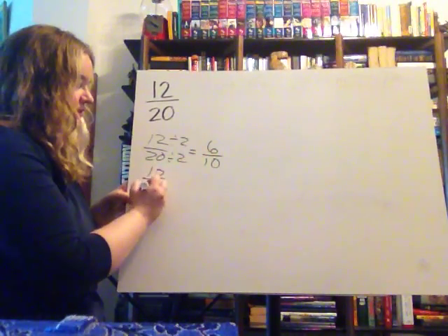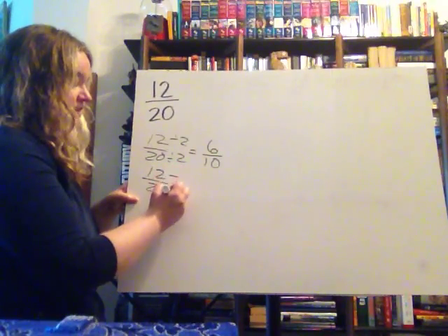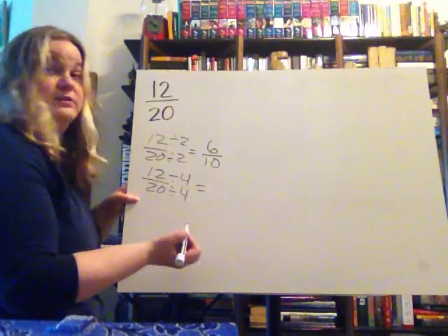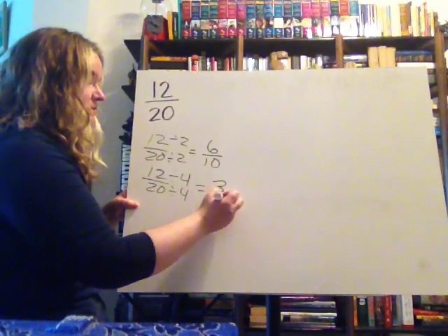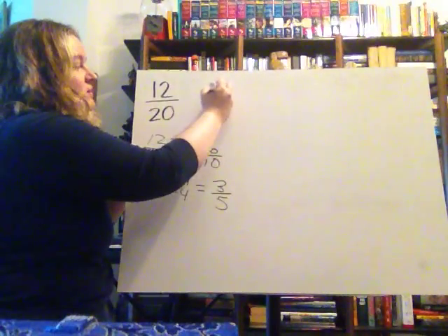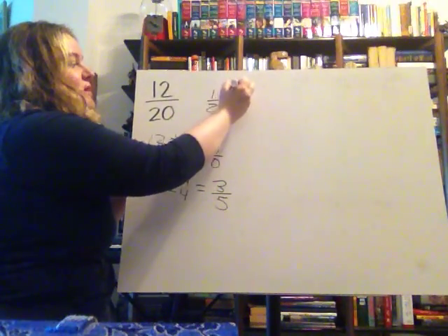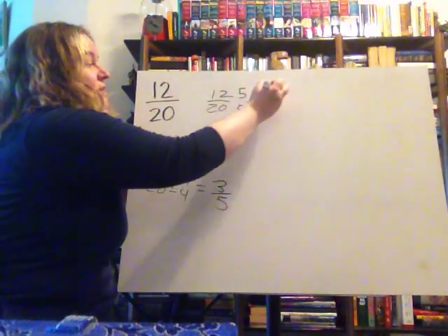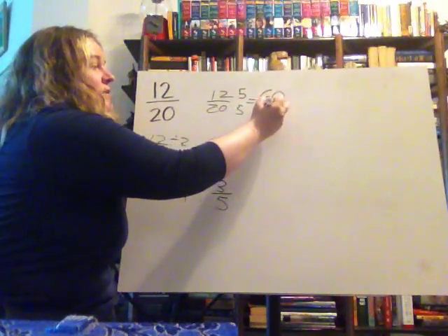Or, if I know that they're both multiples of 4, I can divide by 4 because they have a common factor of 4. And so that would give me 3/5. I could also multiply them by a number. So I could take my 12/20 and multiply both of those by any number I want. Let's say I wanted to do 5. And that would give me 60 out of 100.